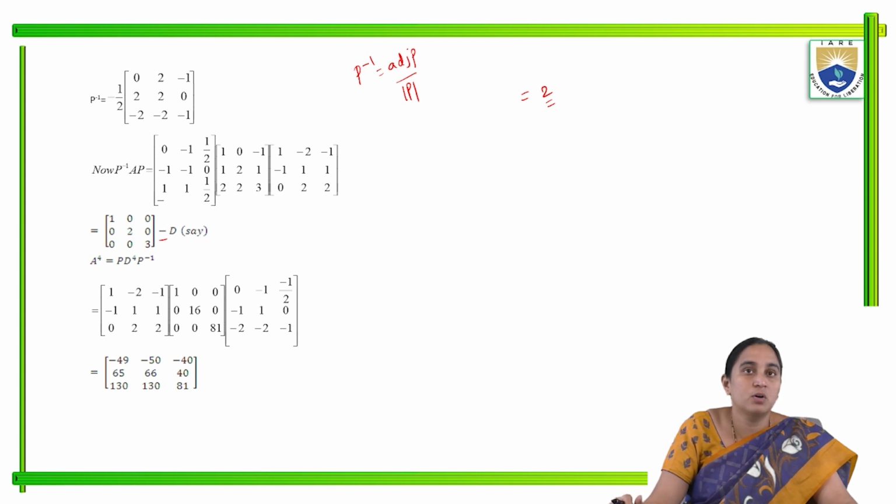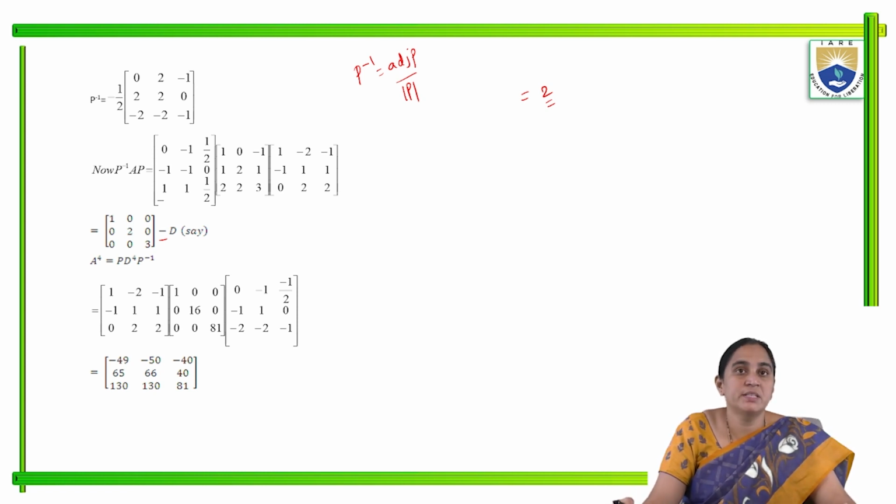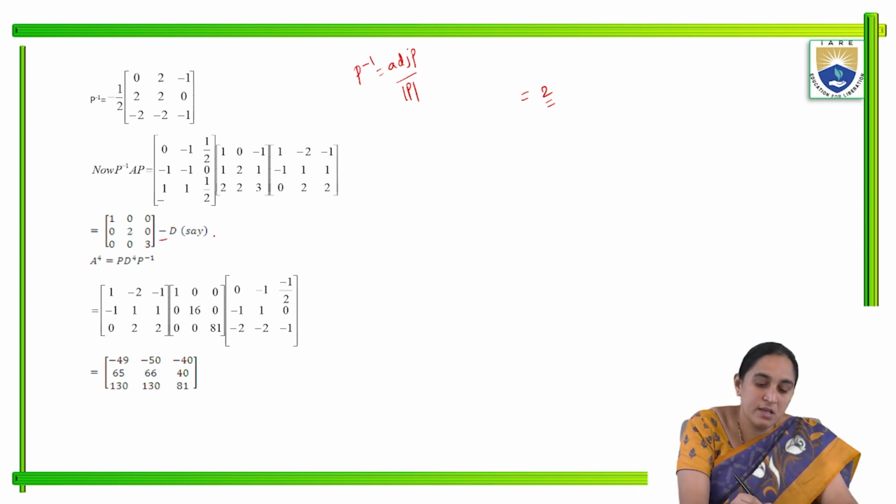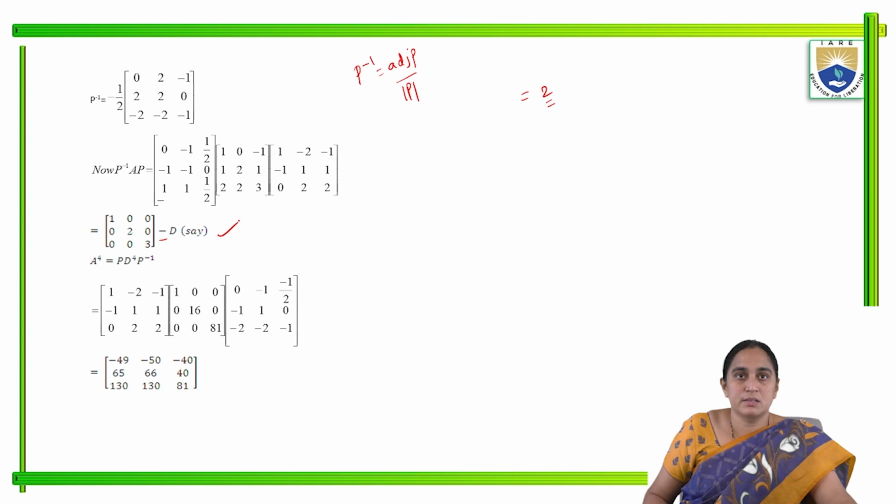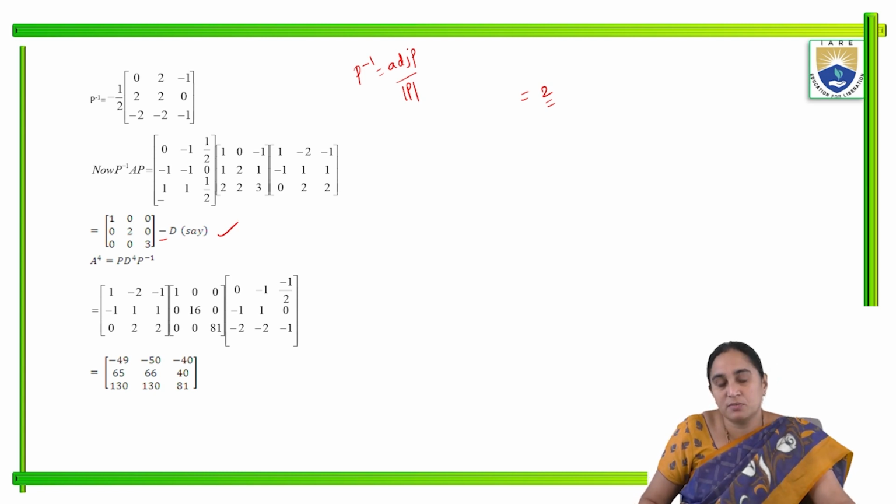I already discussed this in the concept. The diagonal elements are equal to the eigenvalues. Here the eigenvalues are 1, 2, 3 and the diagonal elements are also 1, 2, 3. Therefore both are equal, so the given matrix is diagonalizable, with D as the diagonal matrix. Okay, this is the first case of the question.